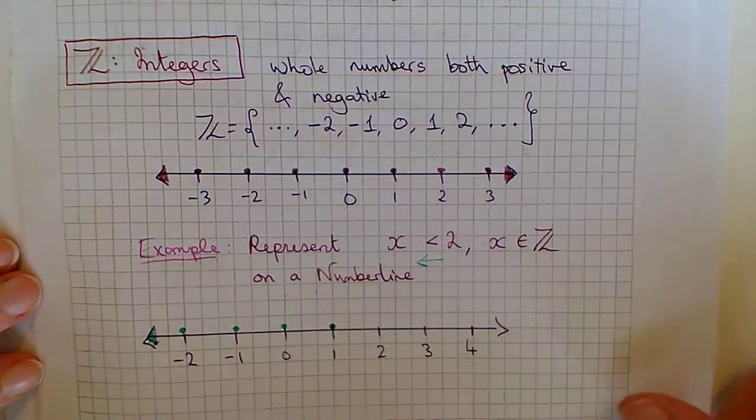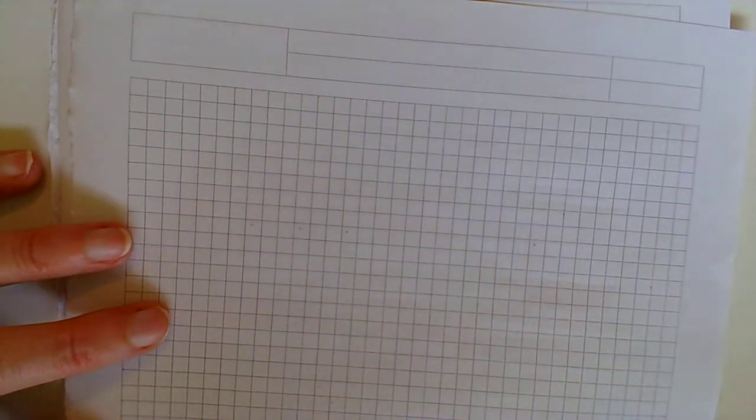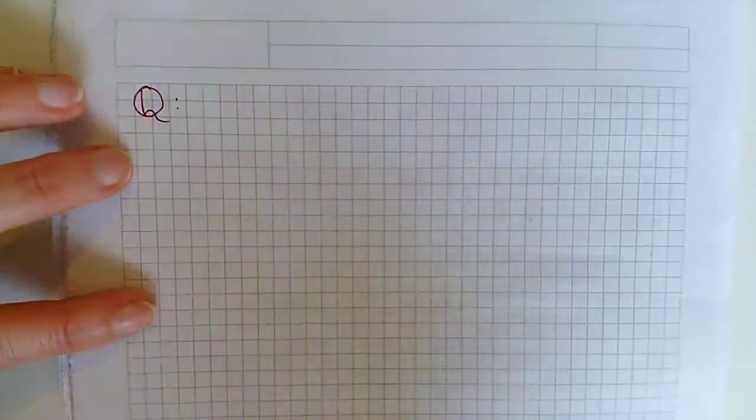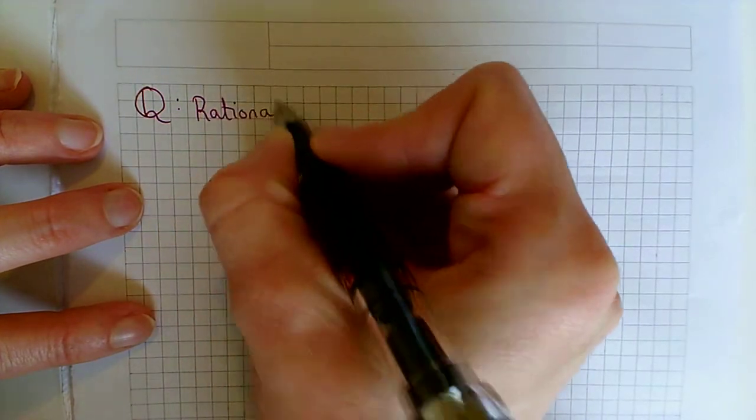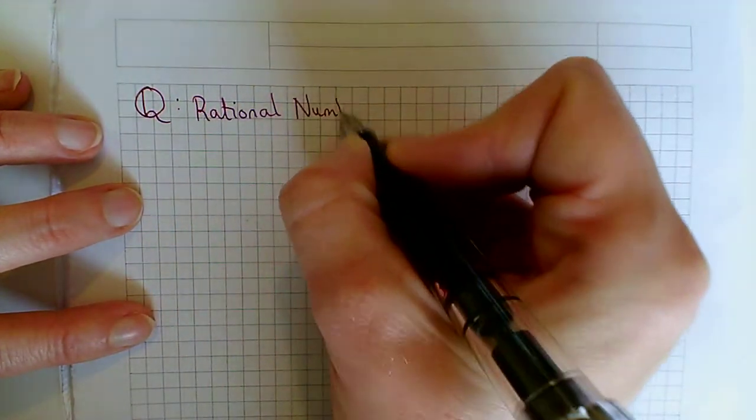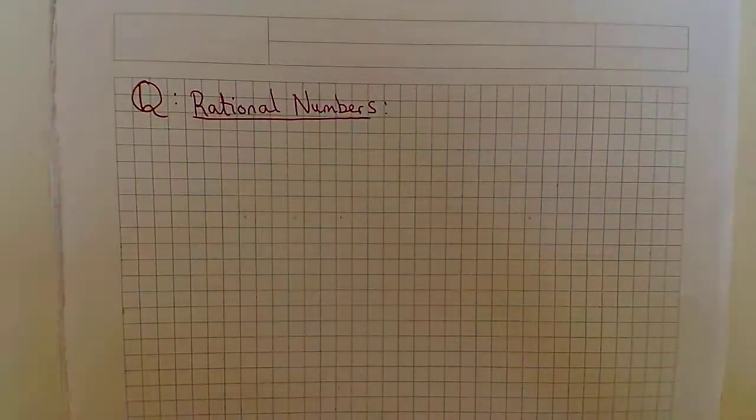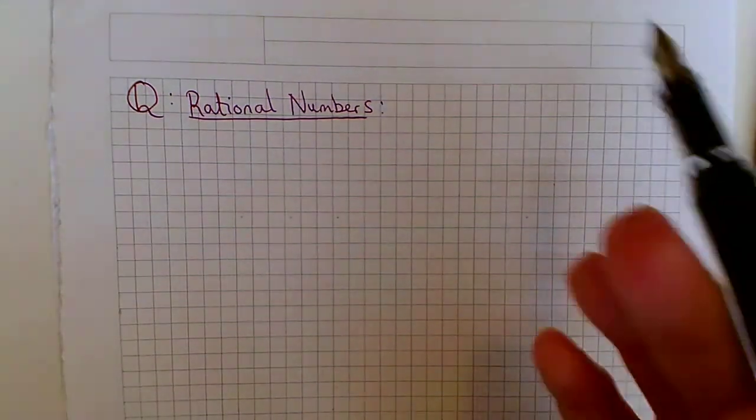Now the third set of numbers that we want to learn about is called Q. And Q is called the rational numbers. This is the set that we don't use on the number line, okay? So we'll write down the definition of it, but we won't actually draw number lines for this. It's a little bit complicated to draw this on the number line.